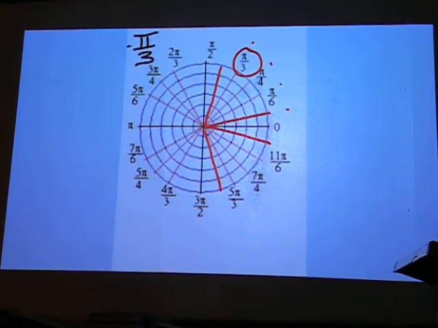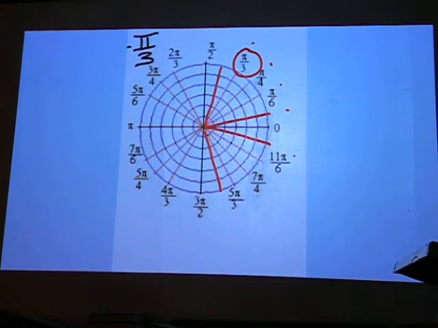But if you want to go back negative pi over 3, then you'll count back 1, 2, 3, 4, and this would be negative pi over 3. That pertains to 5 pi over 3.